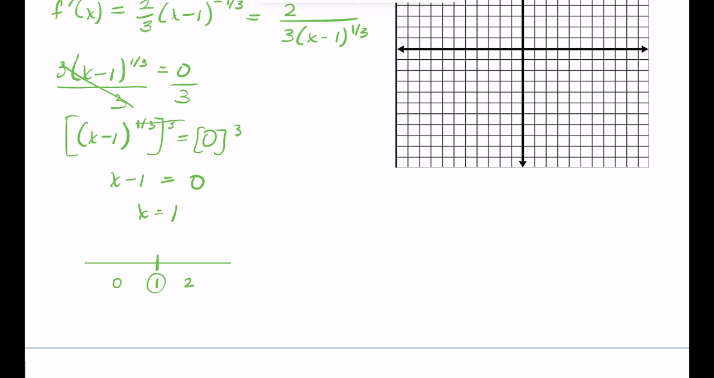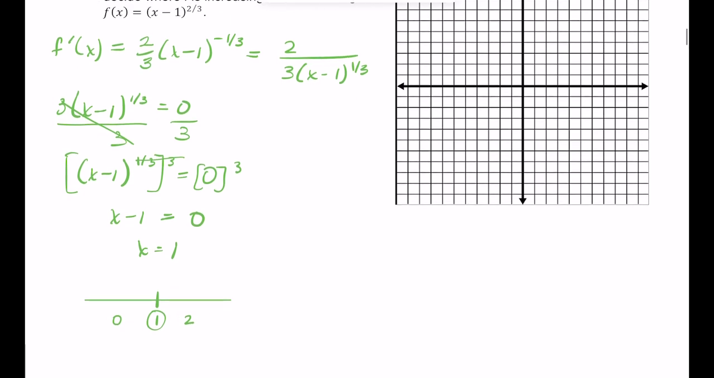And I'm going to take those values, the 0 and the 2, and plug them into my derivative. So I'm plugging them into here. And remember, I don't care about the actual number, I just want the sign. So if I plug in a 0 here, 0 minus 1 is negative 1. The cubed root of negative 1 is negative 1. And a negative times a positive is a negative. So this is going to be negative right here. Okay, the derivative's negative. That tells me that the function is decreasing.